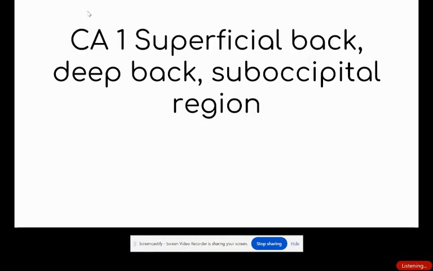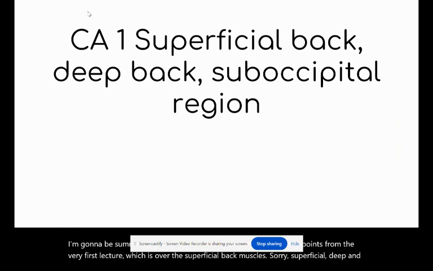Okay, so I'm going to be summarizing what I think were the most important key points from the very first lecture, which is over the superficial back muscles. Sorry, superficial, deep, and suboccipital back muscles.